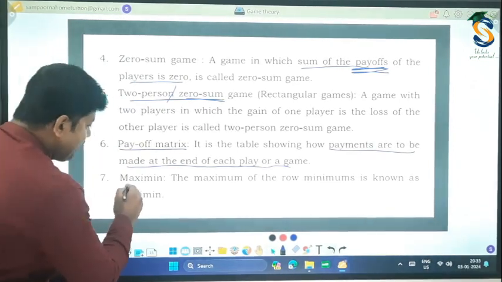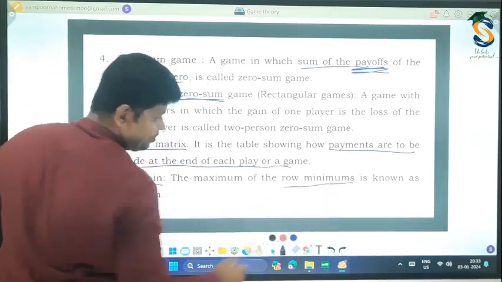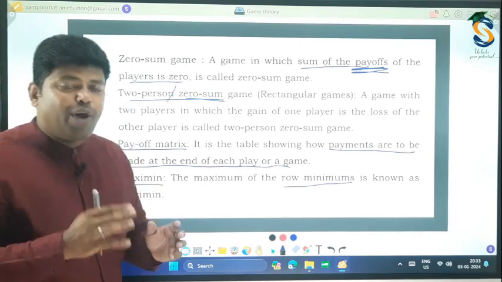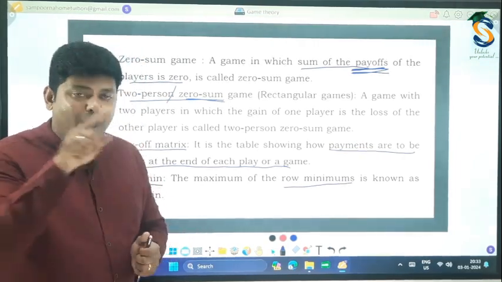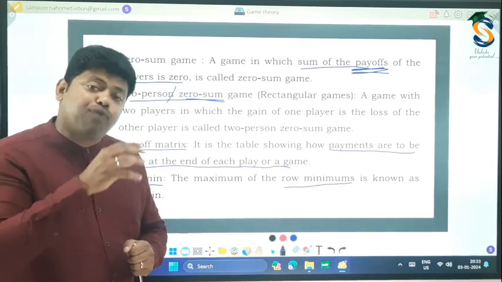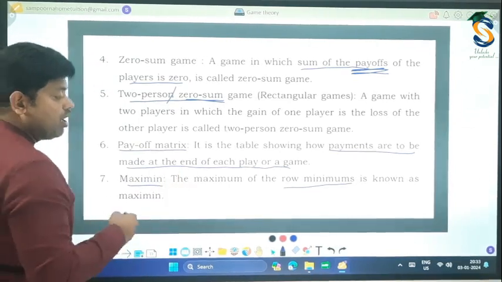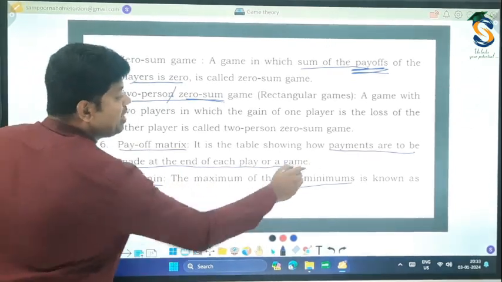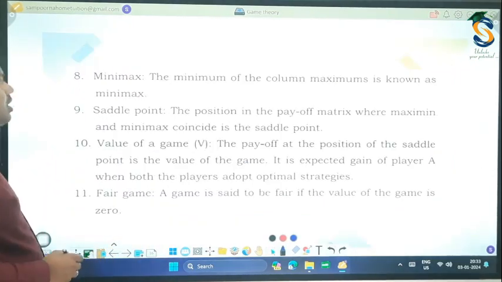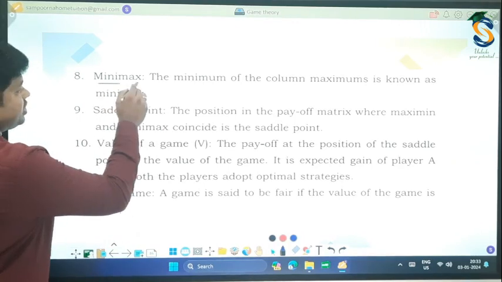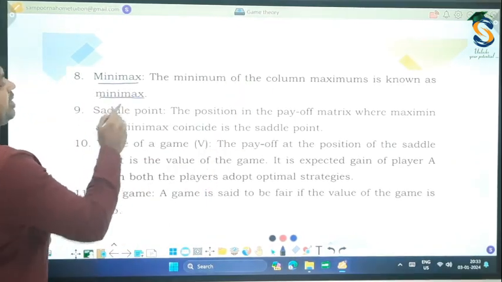What do you mean by maximin? The maximum of the row minimum. When solving by the maximin minimax principle, row-wise we take the smaller value and find the maximum out of those. We have to write the same in words: the maximum of the row minimum is known as maximin. Next, minimax: the minimum of the column maximum is called minimax.